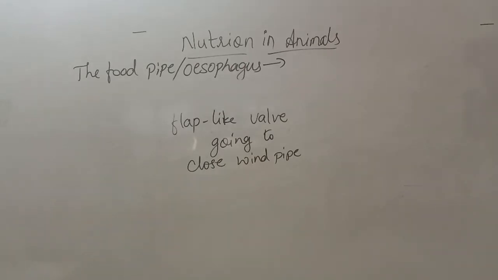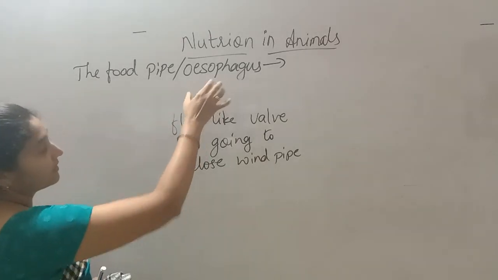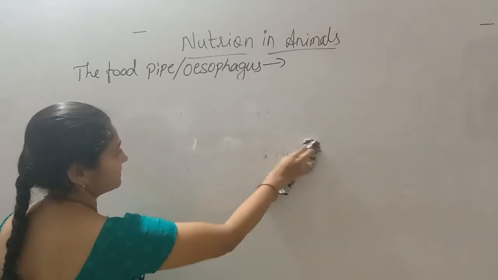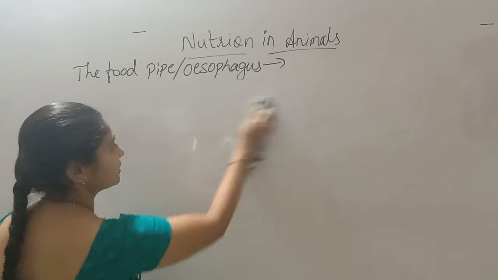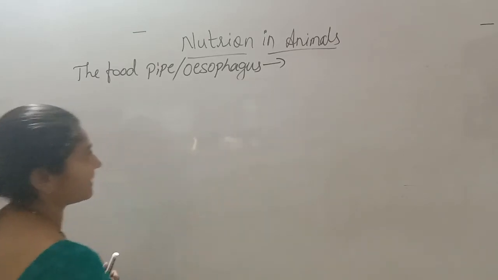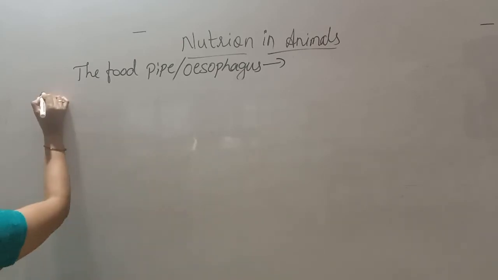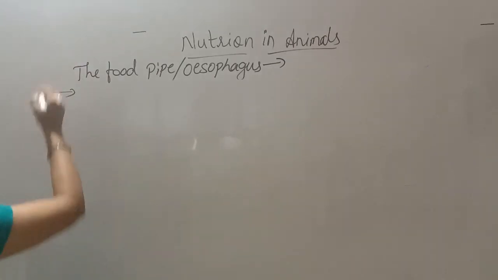Then what is the function of this esophagus? Now we discuss that. Where is this esophagus present? In the throat, and how the windpipe and food pipe are functioning. Now we discuss the functions of the food pipe. One by one we discuss, right? The functions.